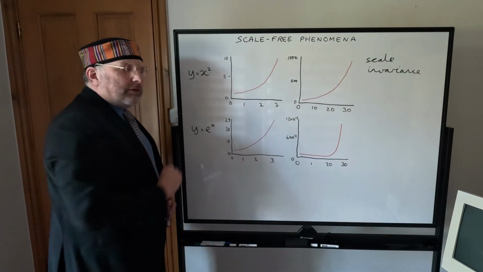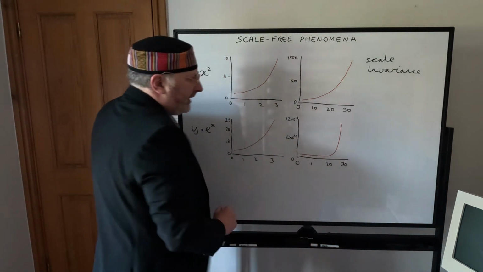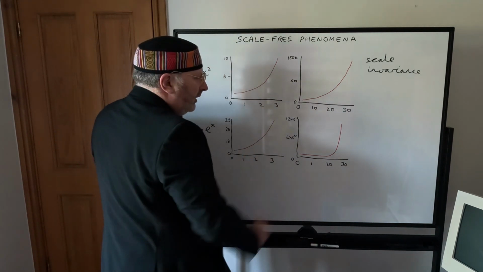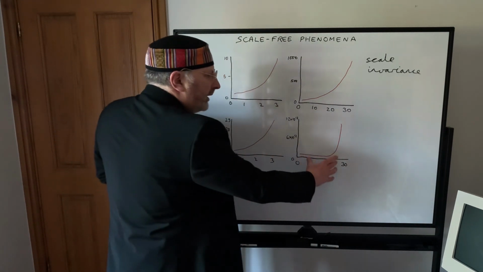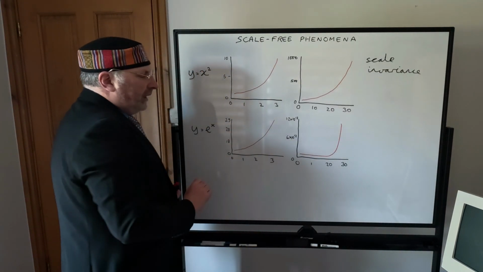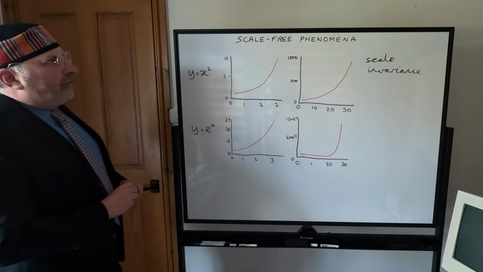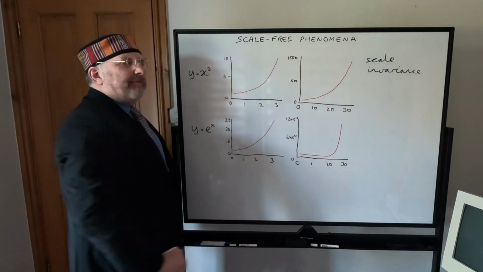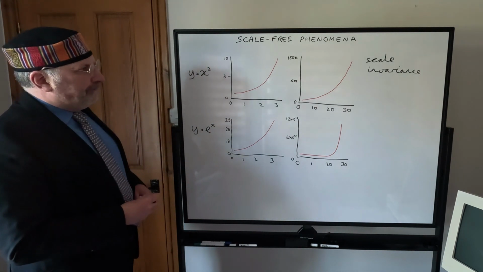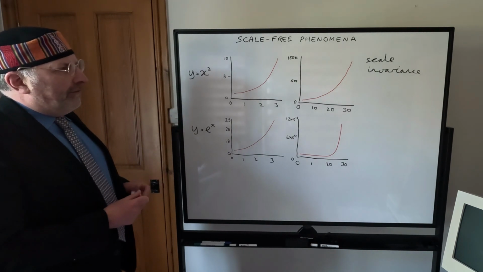But with the exponential graph, that's not the case. These do not look identical. In fact, they look very different. And if we took away the scale, we could tell that this one is on a larger scale than that one. So the exponential is not scale free, but the power law is scale free. So when we see scale free phenomena, it means that there is a power law somewhere involved, because it is power laws that are scale invariant, scale free.